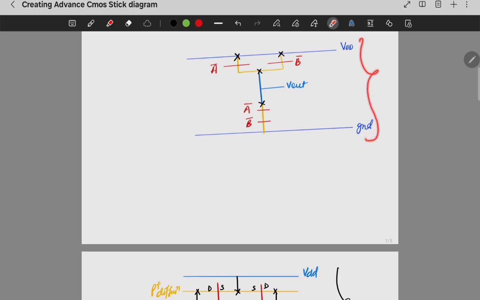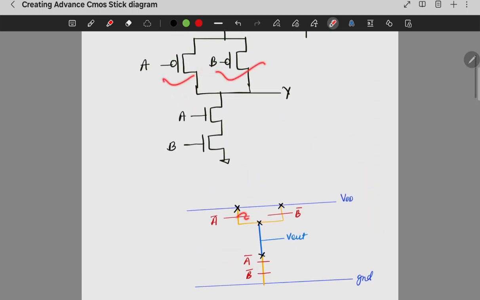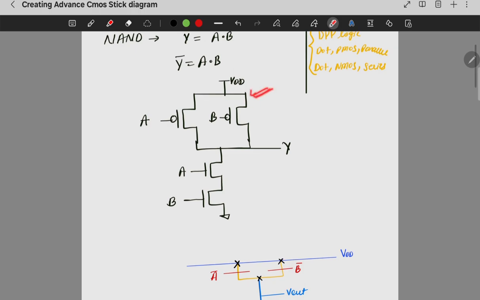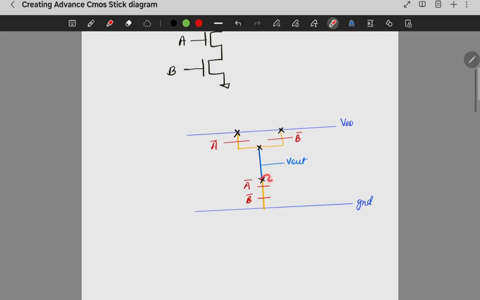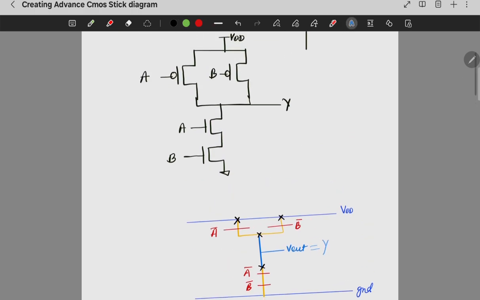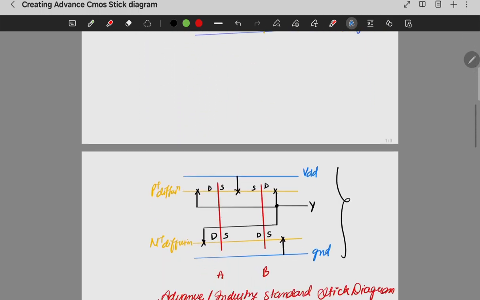Now this type of CMOS stick diagram, I already told you, like this A and B, they are in parallel, so we will create a line like this. Basically it's representing the diffusion layer, and this A and B would be created in this manner. For simplicity, this is in parallel, and these are in series, so it will be constructed on the same line like this. To connect between them, a metal will be used, and Vout, or you can say Y, the equivalent logic will be used here. I can write it like Y. So this is all about what we have learned earlier.